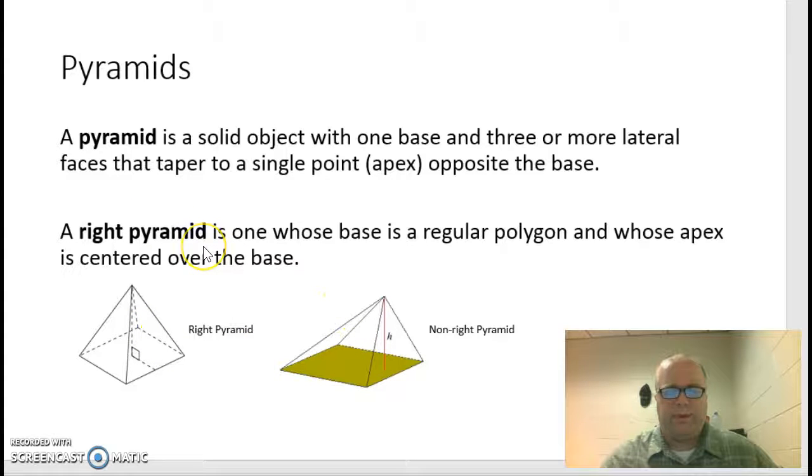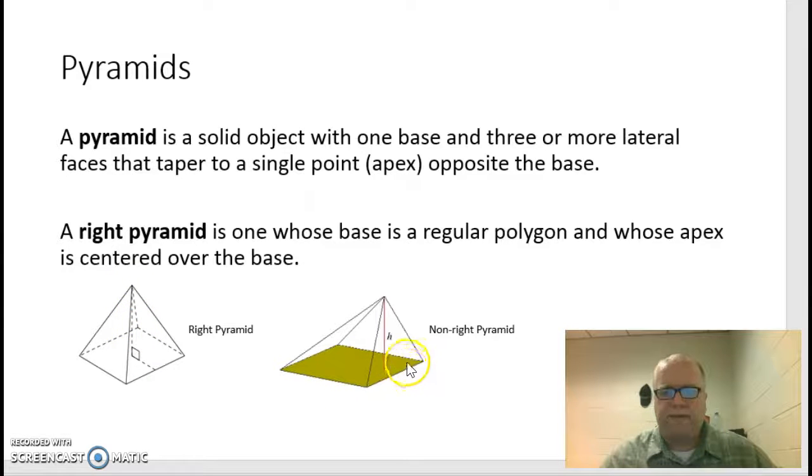Now a right pyramid is one whose base is a regular polygon. Remember, a regular polygon from the earlier section is a shape with all equal sides and equal angles, and whose apex is centered over the base. If you look at this first figure here, you'll see that we have a regular square polygon base, and the apex is centered directly over the center of that base.